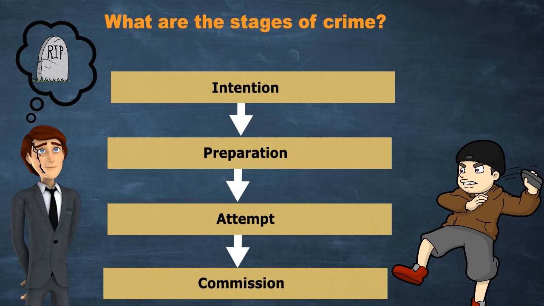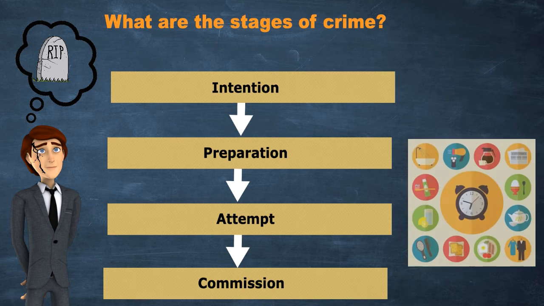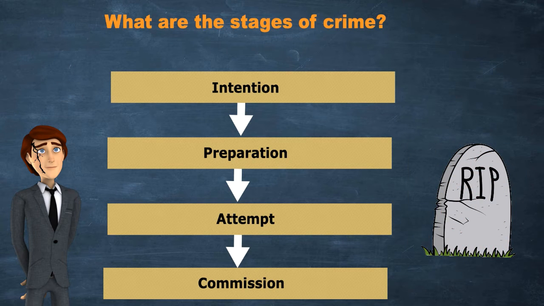He will start monitoring B's routine so that he can kill him at the right time, at the right place, so that he can also protect himself. So he starts preparing things in terms of monitoring B, in terms of arranging the weapon and all the things. And then once he has prepared everything, he will attempt, and if he succeeds, then the crime is committed. Okay, so those are the four stages of crime.